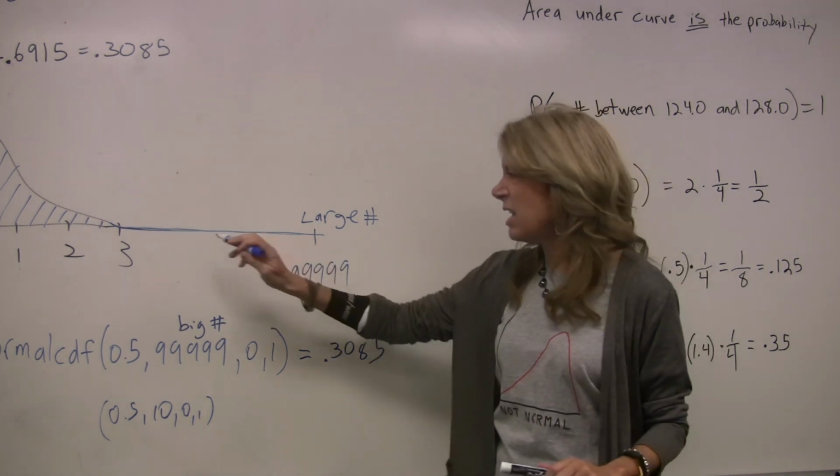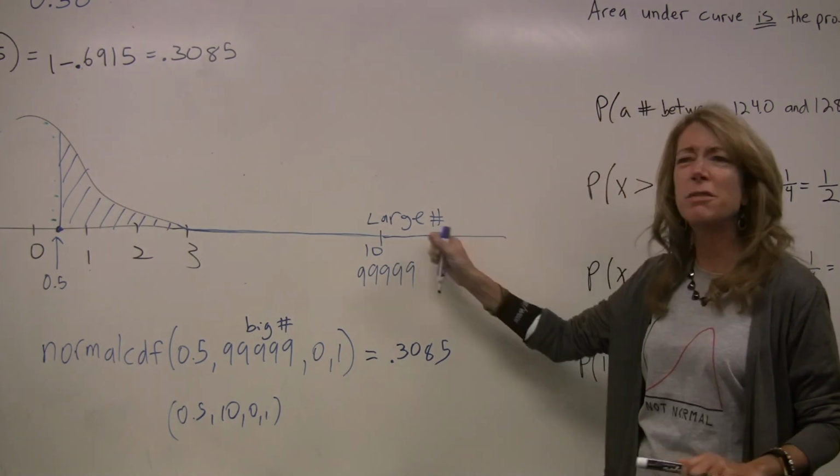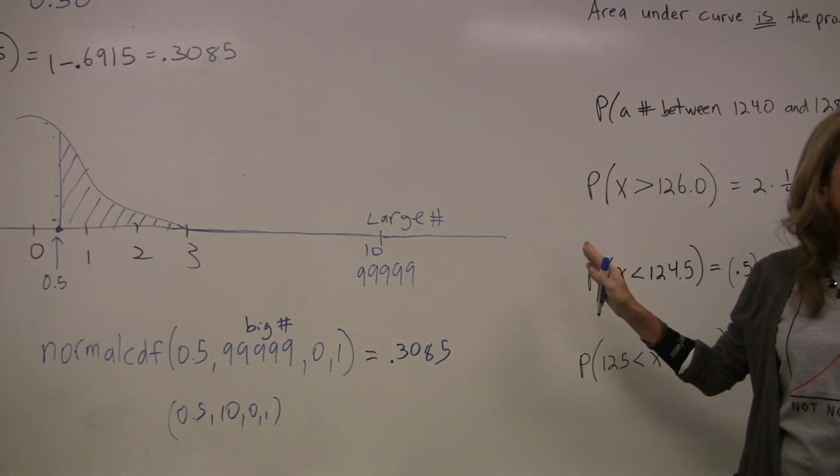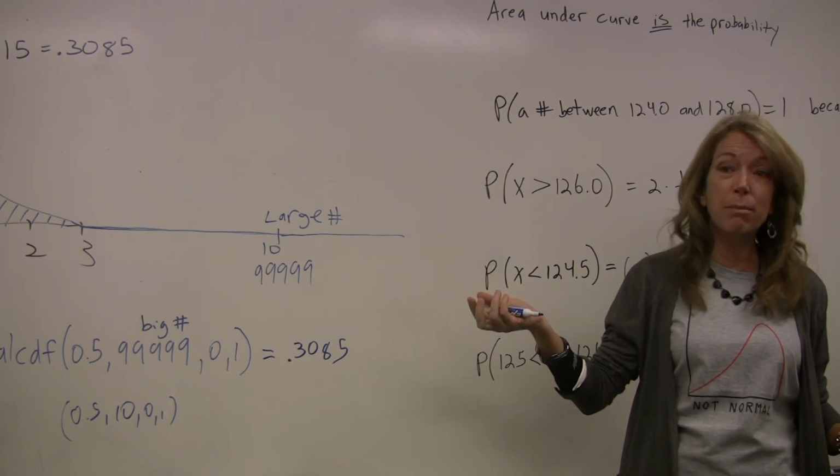Why is it the same? 10 is roughly here. Right here's 10. This is smaller. It's so small after that that the area rounds to 0. So even 10 would have been big enough.